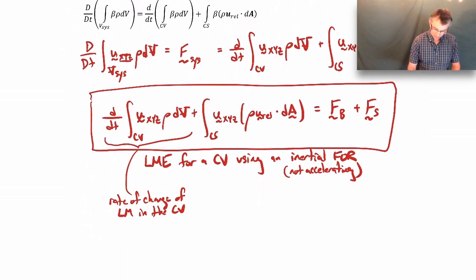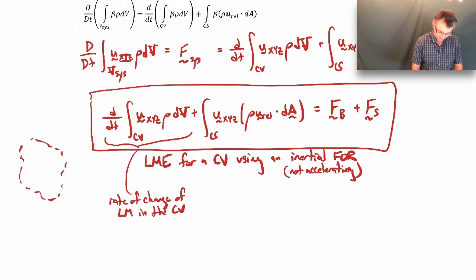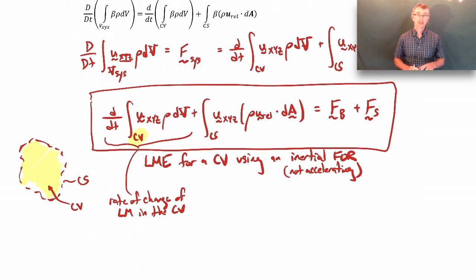In fact, let me draw a control volume over here. So here's our control volume. That's the inside. That's our control surface. I'm going to highlight the inside in yellow. Yellow just means all the stuff on the inside. So it's all the velocities times little bits of mass, everything on the inside, and I see how that changes with time. And that's what that first term represents.